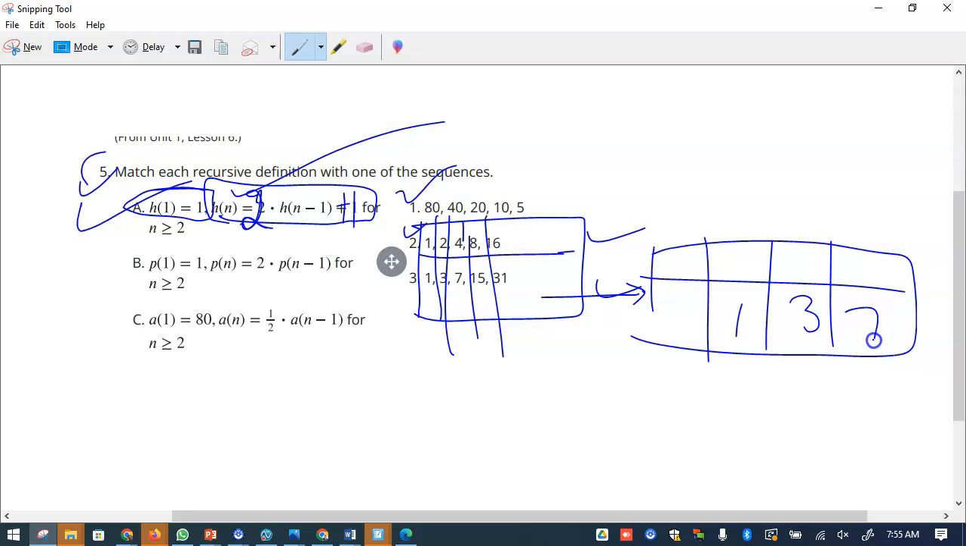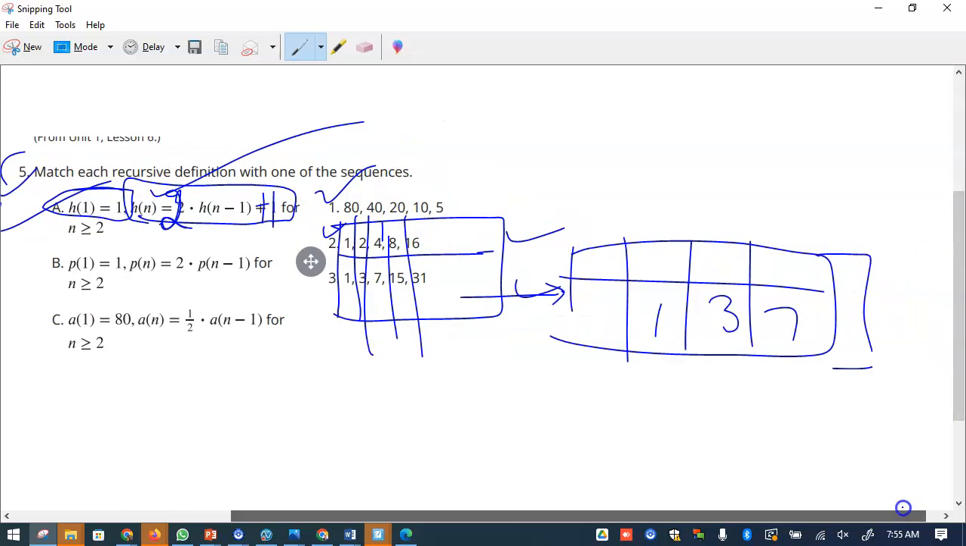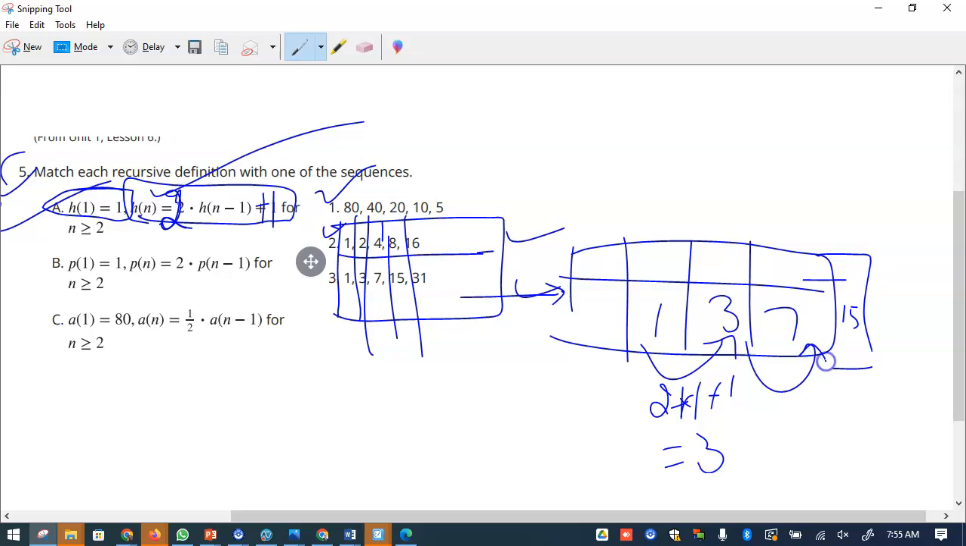It is this one, which is here: 1, 3, 7, 15, and you can see how you double. It means you take 2 times 1 and add 1, which is 3. Then you take 2 times the 3 which is here and add 1. So naturally, this is how you have to explain it.